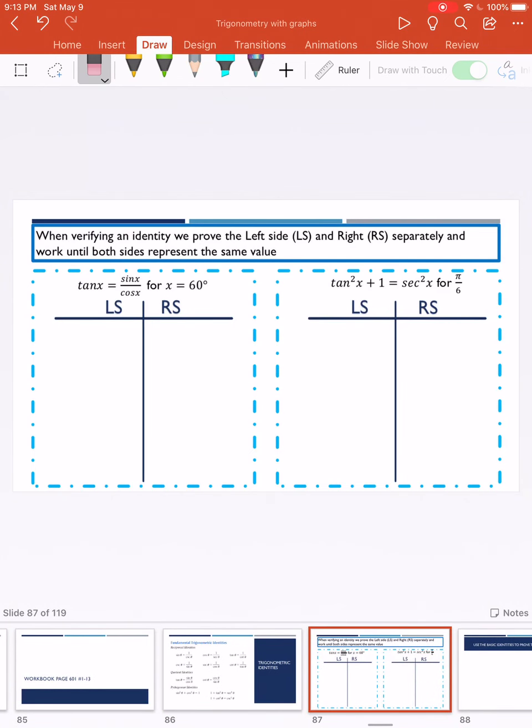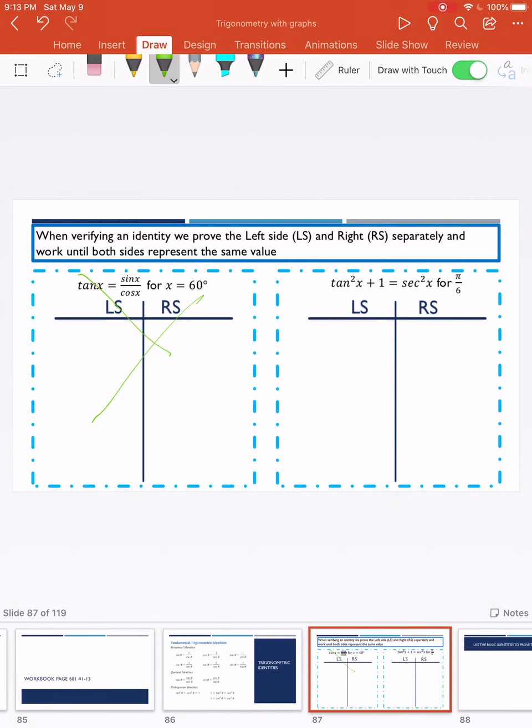Okay, so we're going to start by verifying. Today's lesson, we're going to be proving identities. We're also going to be verifying. So what verify means is you're actually going to substitute a value in. When you try to prove an equation, you are proving for all values.